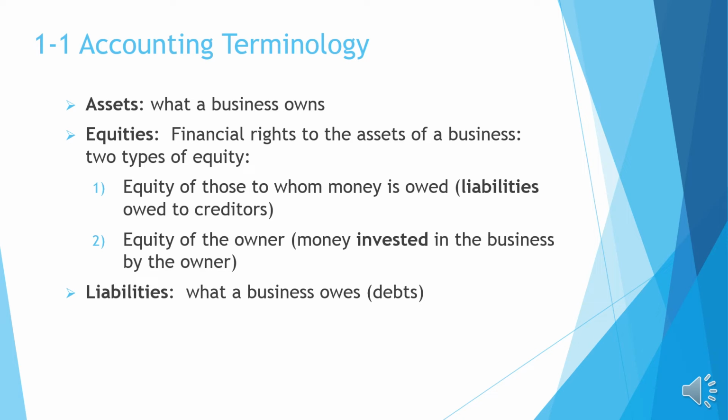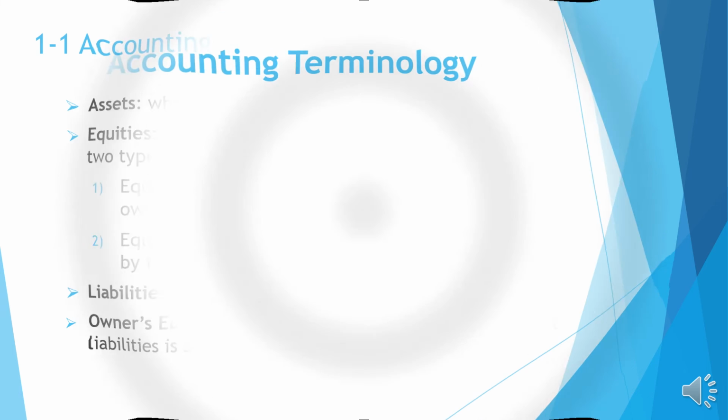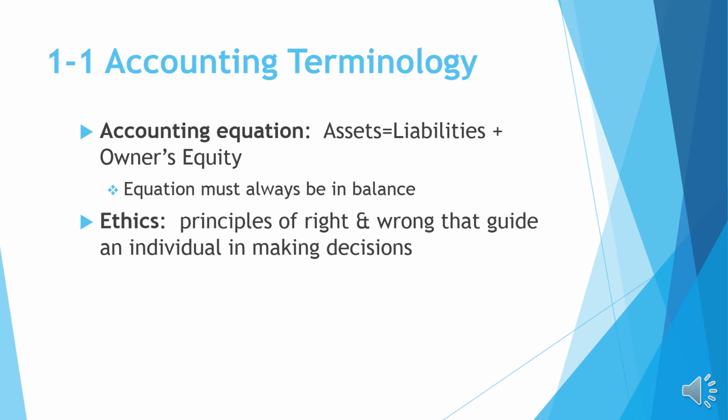Liabilities is what a business owes or its debt for purchasing assets. Owner's equity is what the owner has invested. It is the amount remaining after the value of all liabilities is subtracted from the value of all assets. The accounting equation. The accounting equation is assets equals liabilities plus owner's equity. The accounting equation must always be in balance after each transaction.